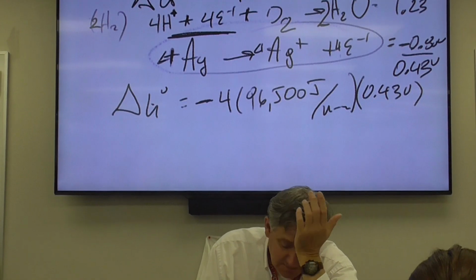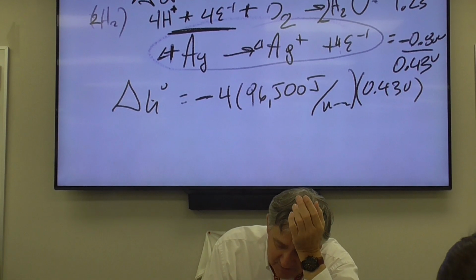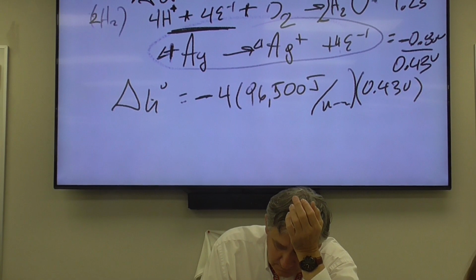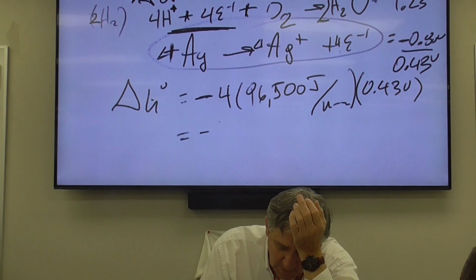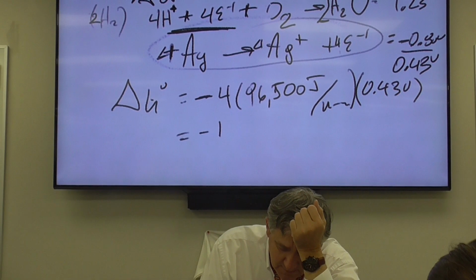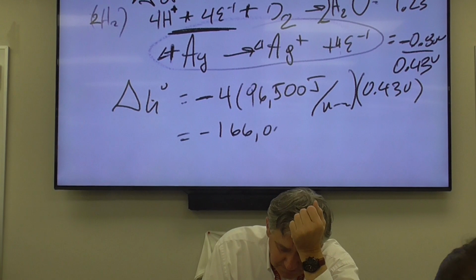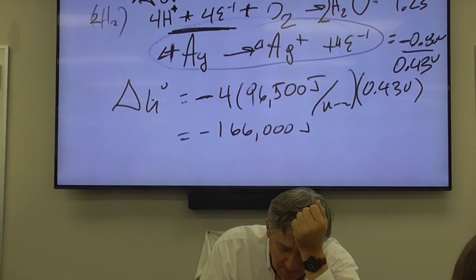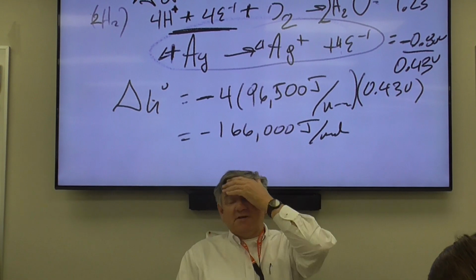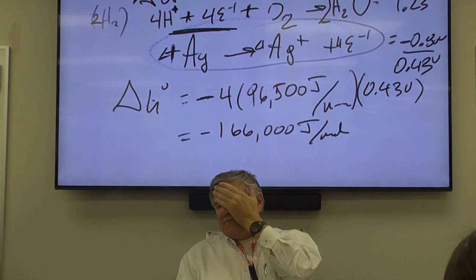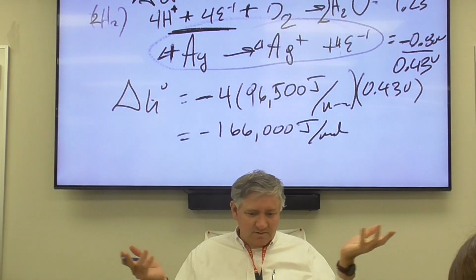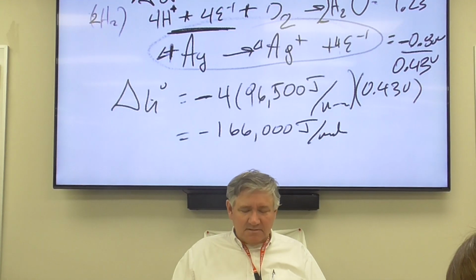So, somebody take 4 times 96,500 times 0.43. Negative 166,000. What'd you get? Negative 166,000. Now, there's a couple of ways you could do this. If you like writing out zeros, you can write this as zeros and you can leave it as negative 166,000.